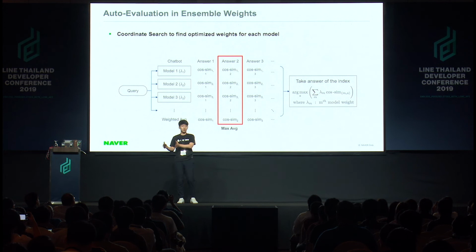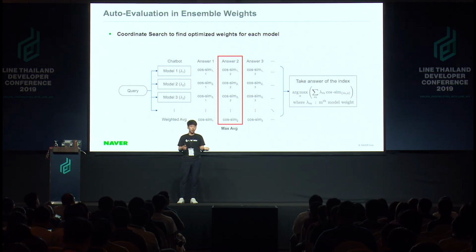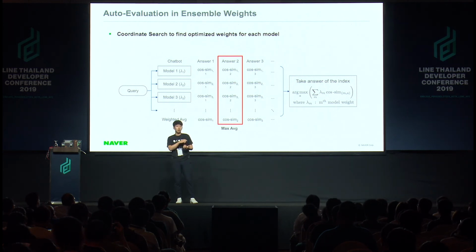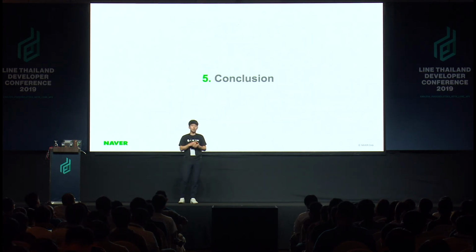This works with the same logic. We use a validation set. We give our model each validation query, and then give the score, and see which ensemble weight gives the best answers. Once all this tuning process has been done, we are ready to serve our chatbot.